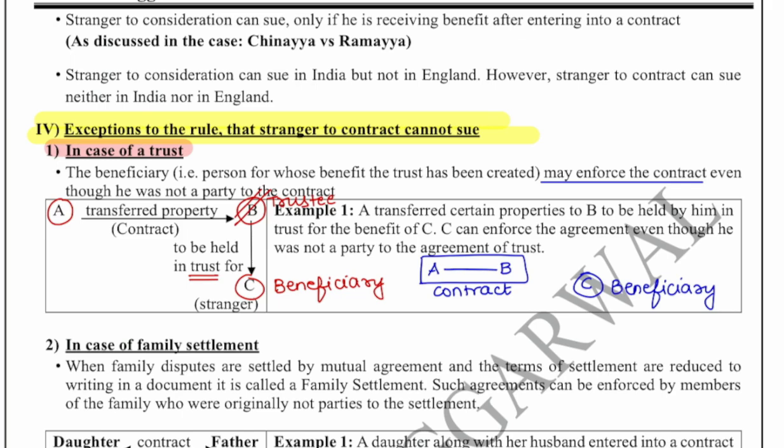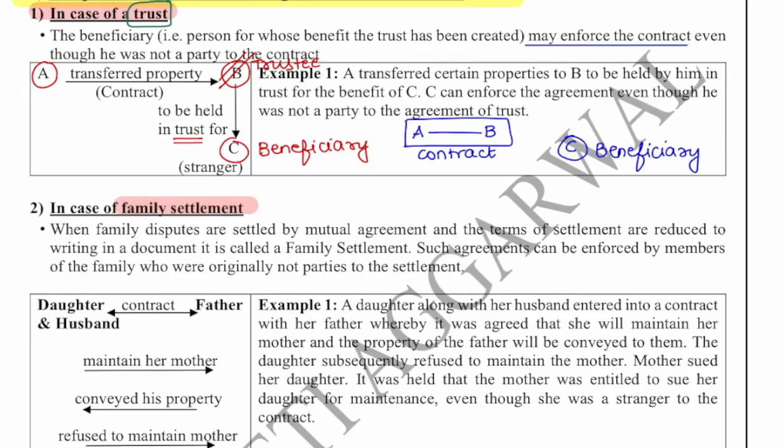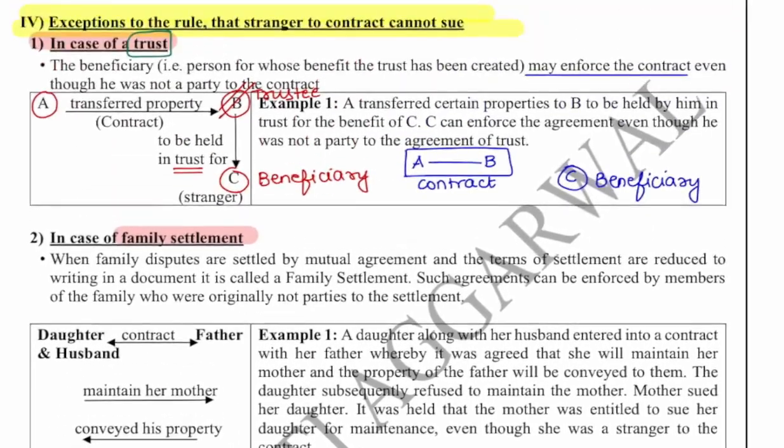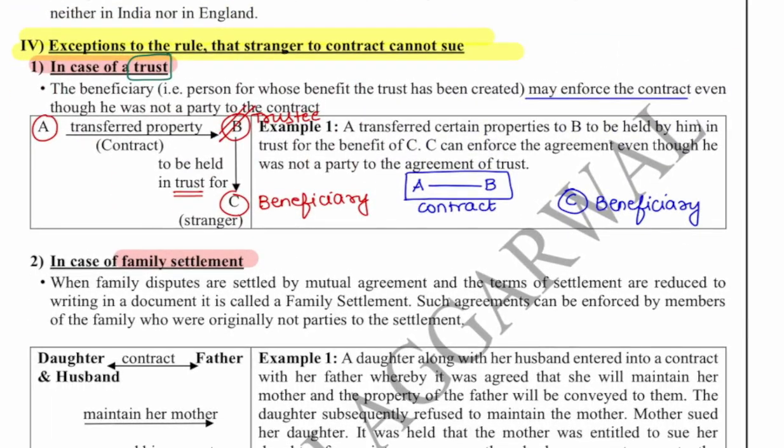Students, how will you understand in the exam whether this is a question of exception or not? You should find words like trust, family settlement, assignment, marriage contract. Try to find these words, and that will give you a hint that they are talking about an exception. Generally, a theory question is asked, but nothing stops the institute from asking case-based questions also.